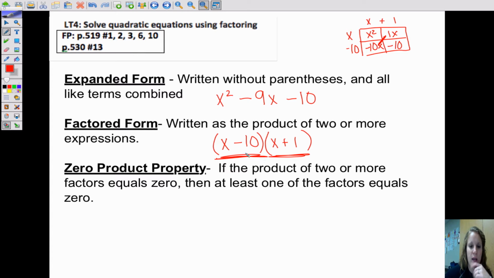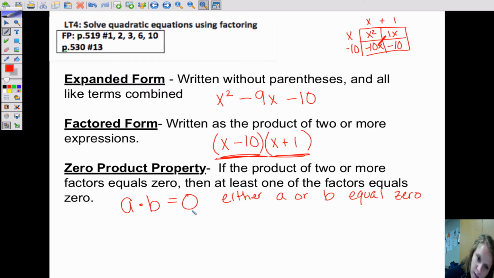Two binomials written to multiply together. The zero product property tells us if the product of two or more factors equals zero, then one of those factors has to equal zero. So write down if A times B equals zero, then either A or B equals zero. And that makes sense, right? Because only zero times something can equal zero. So one of them has to be zero.